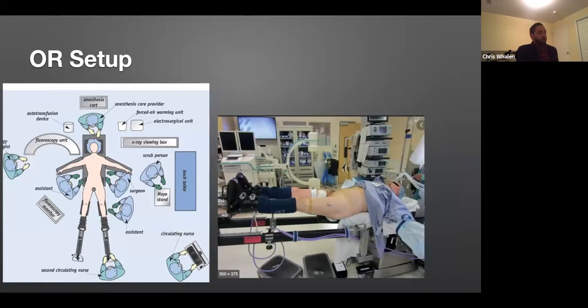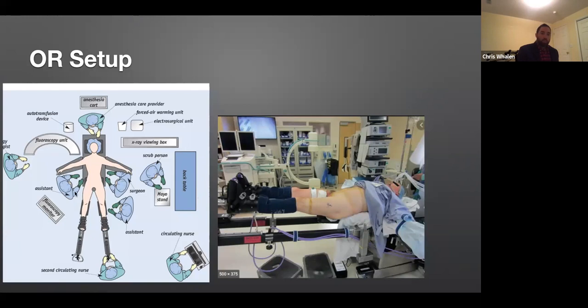When we look at how we do this today, using the HANA table, this is kind of our typical setup. You can see the traction boots, perineal post here. We have fluoro come in from the other side. Kind of nice, you only have to prep out a small area of the hip rather than the whole leg. Very easy to position. You have the surgeon and one assistant on the operative side.